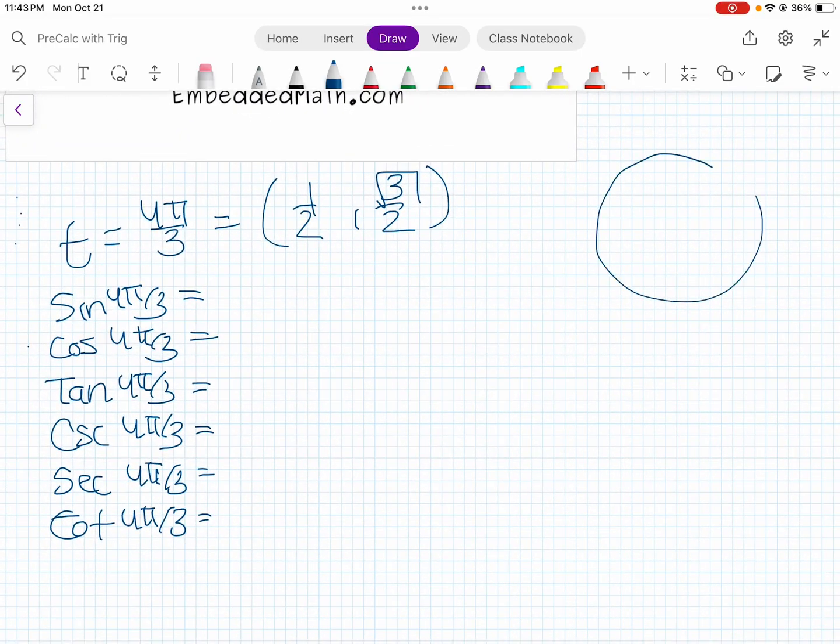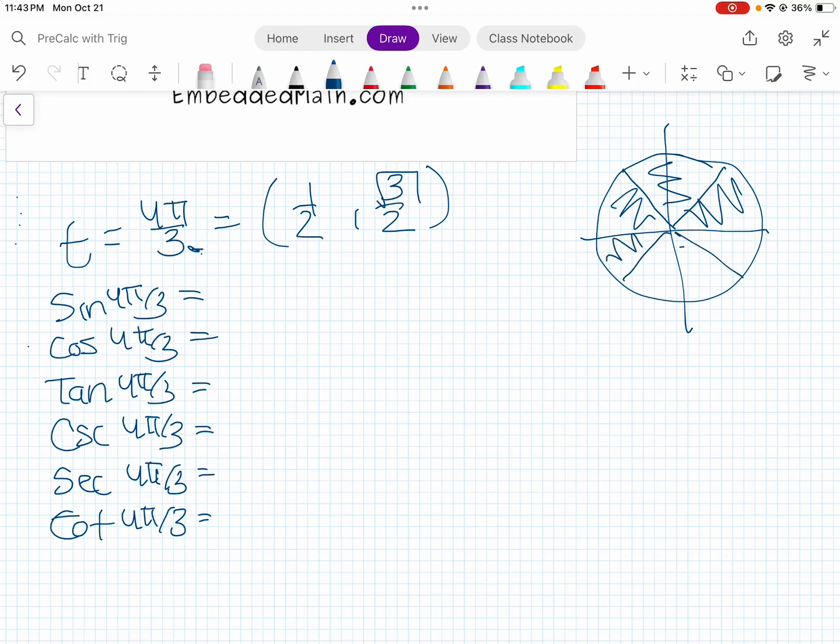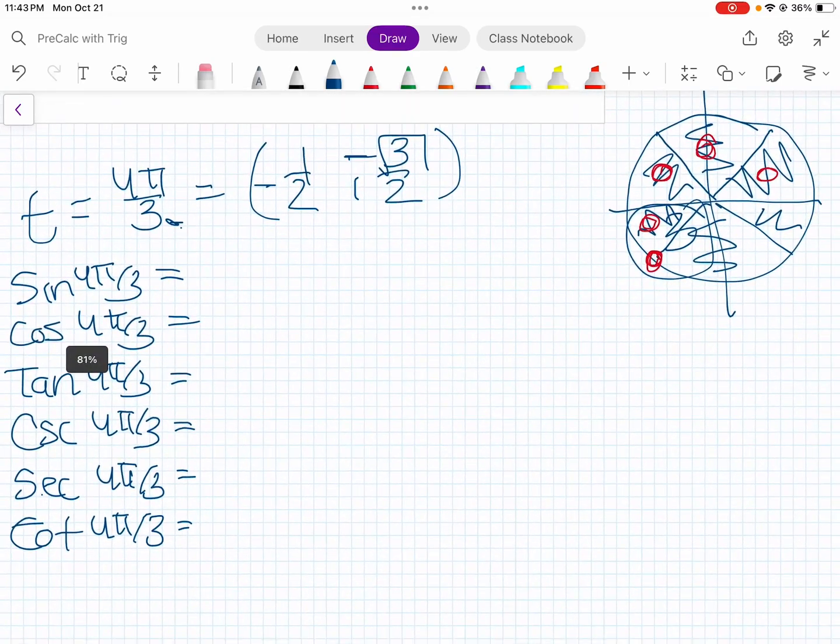Well, if I create a circle, and because it's over 3, I need to split this into 3 pieces. So that's going to be 1, 2, 3, and then I'm just going to do the same thing here, 1, 2, 3. Well, I need to find 4 pi. So that's going to be 1, 2, 3, and 4, which means that point is going to be in quadrant 3. And remember, in quadrant 3, your x value is negative and your y value is also negative. And now I can go ahead and find the rest of the trig functions.